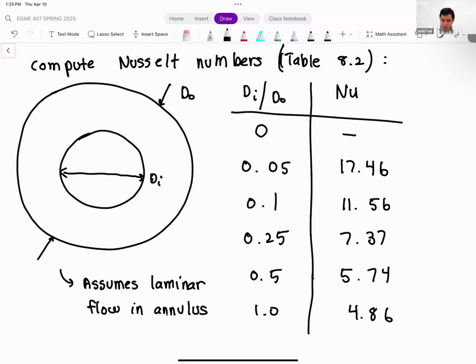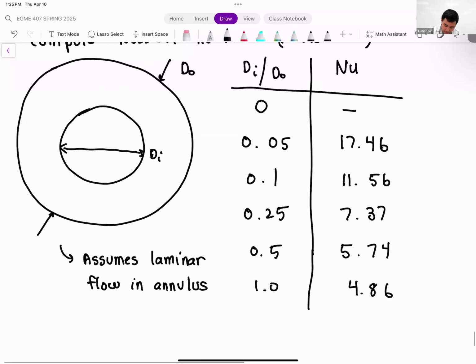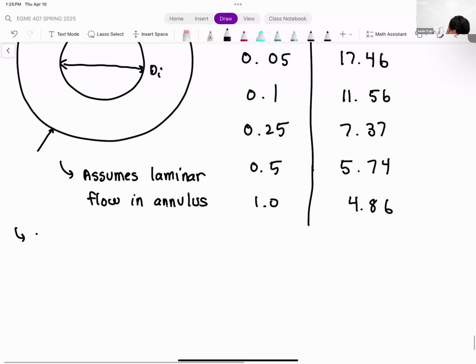All right, so what do you do if there's turbulent flow? If you have turbulent flow in the annulus, remember turbulent flow for internal flows is characterized by a Reynolds number greater than 2300. So if you have turbulent flow, then you default to our general turbulent flow Nusselt correlation that we've used previously.